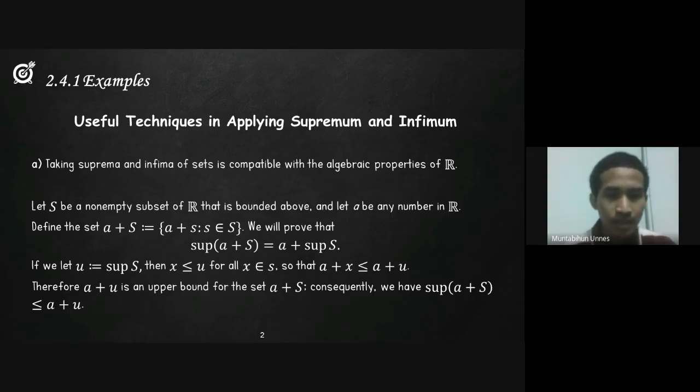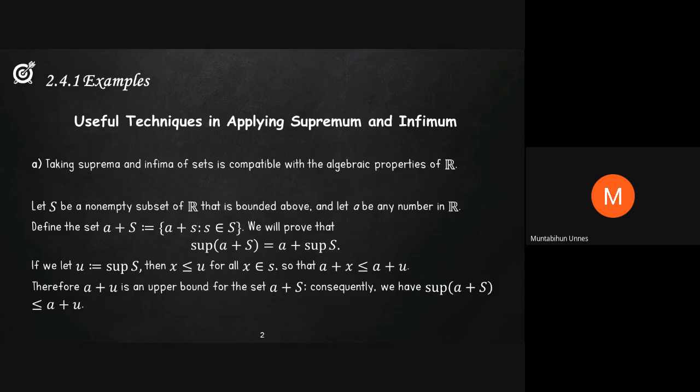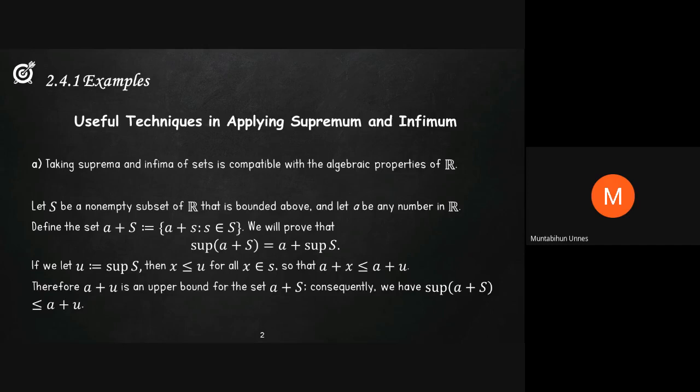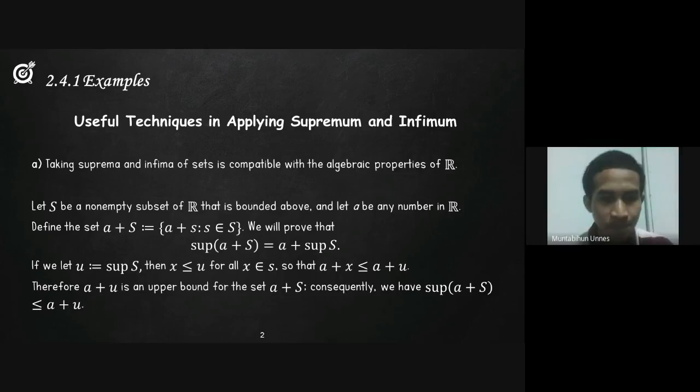Let S be a non-empty subset of R that is bounded above, and let a be any number in R. Define the set a plus S by the set of a plus s for all s element S. We'll prove that the supremum of a plus S is equal to a plus the supremum of S. The proof is, if we let u be defined by the supremum of S, then x is less than or equal to u by the definition of supremum for all x element S.